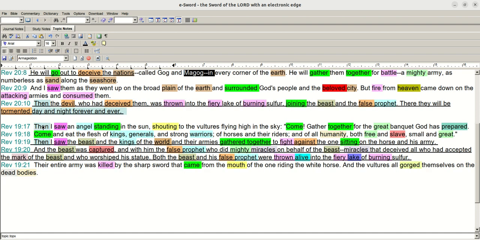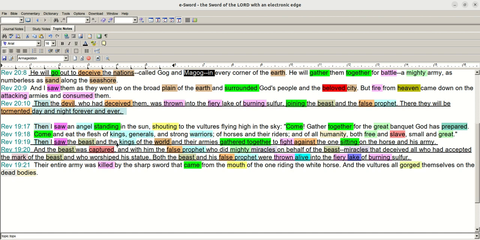So I copied it down here so we can go over it real quickly. Then I saw an angel standing in the sun, shouting to the vultures, flying high in the sky, "Come, gather for the great banquet God has prepared. Come and eat the flesh of kings, generals, and strong warriors, of horses and their riders, and all humanity, both free and slave, great and small."